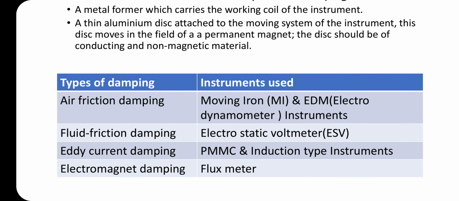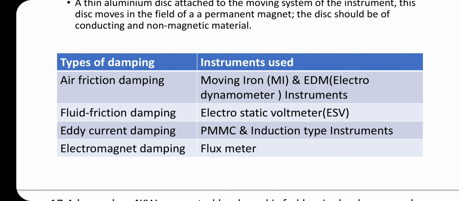Type of damping and instruments used. Air friction damping: moving iron and electrodynamometer instruments. Fluid friction damping: electrostatic voltmeter, ESV. Eddy current damping: PMMC and induction type instruments. Electromagnet damping: fluxmeter.